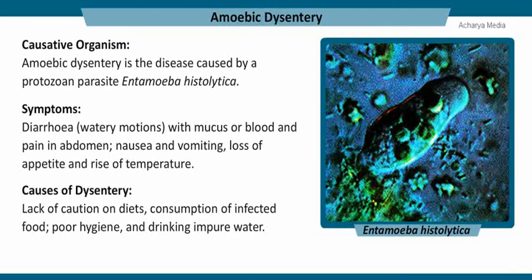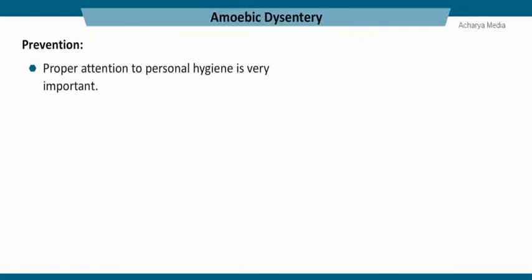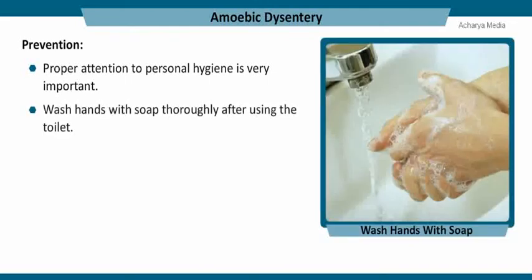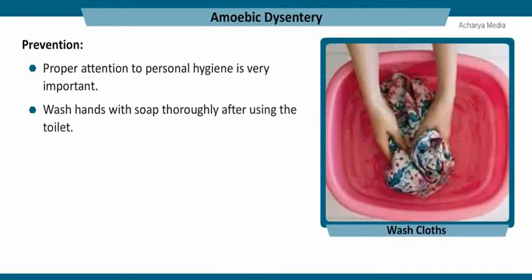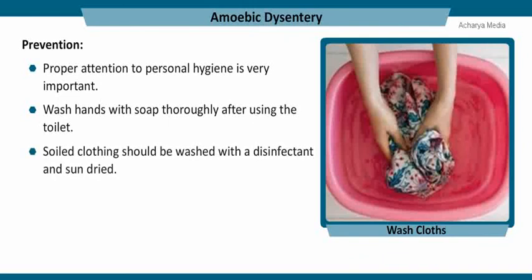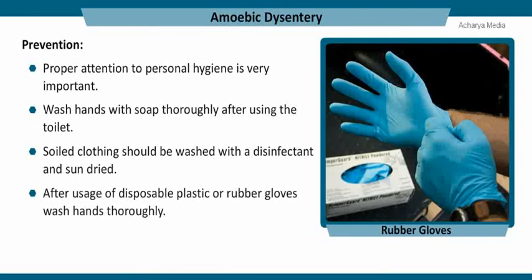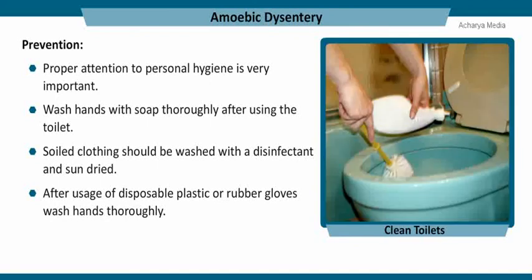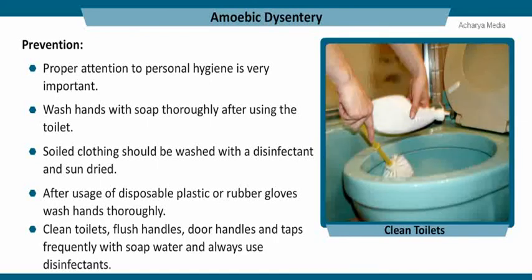Proper attention to personal hygiene is very important to prevent dysentery. Wash hands with soap thoroughly after using the toilet. Soiled clothing should be washed with a disinfectant and sun-dried. After usage of disposable plastic or rubber gloves, wash hands thoroughly. Clean toilets, flush handles, door handles and taps frequently with soap water and always use disinfectants.